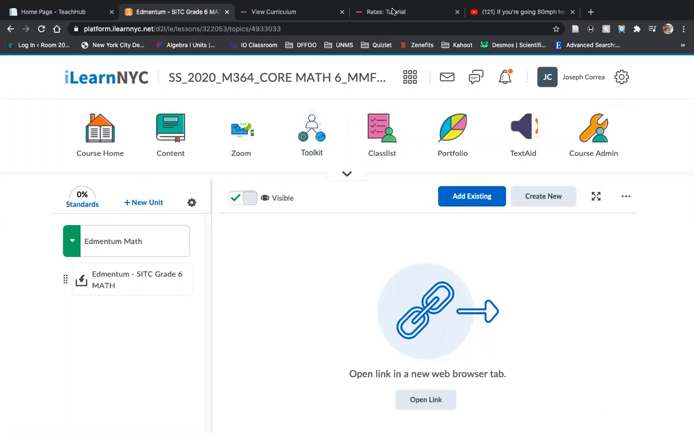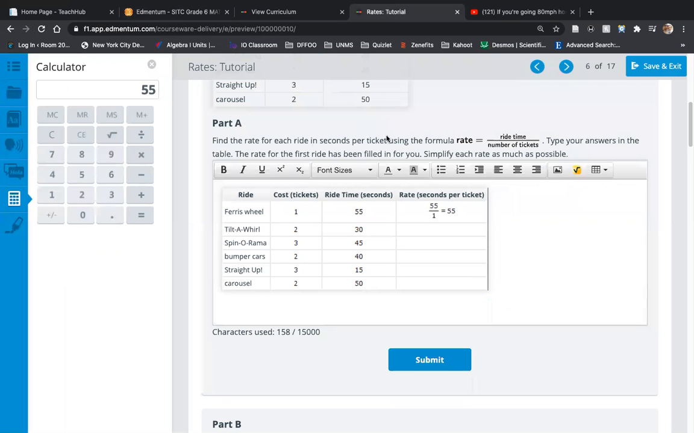Oh, Anthony, you don't have to put the fraction in. If you want to, you can type it out. Like for this example here, you could type 30, then /2, and then equals whatever it is. But you can also just write the answer in.